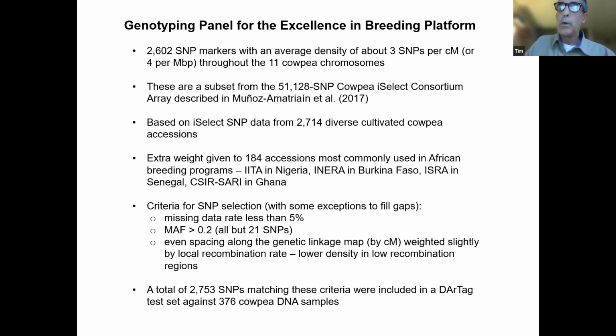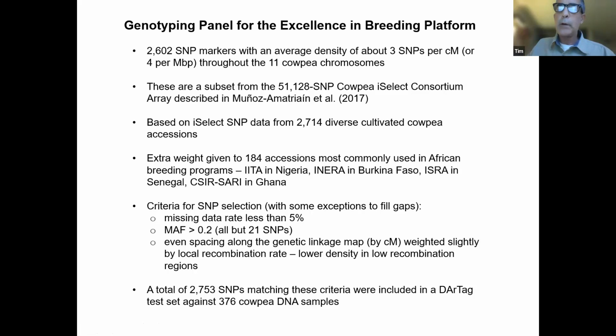Missing data rate in the iSelect less than 5% was one criterion. Minor allele frequency at least 0.2, which was true for all but 21 SNPs in the mid-density platform. And even spacing along the genetic linkage map by centimorgan, weighted slightly by local recombination rate, such that lower density SNPs were planted in low recombination regions.